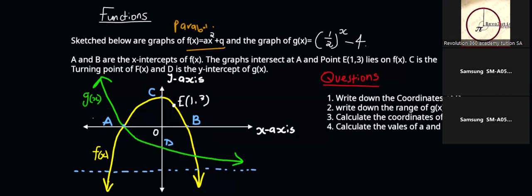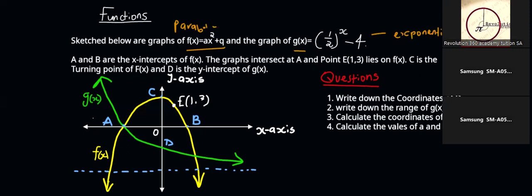It's an equation of an exponential function. So for you to be able to master the equation of an exponential function, it needs you to know the basics. So they're saying A and B are the x-intercepts. When you look at A and B, they represent the x-intercepts of that parabola, as well as that of an exponential function. And then they're saying the graph intersected A and point E lies on f of x.